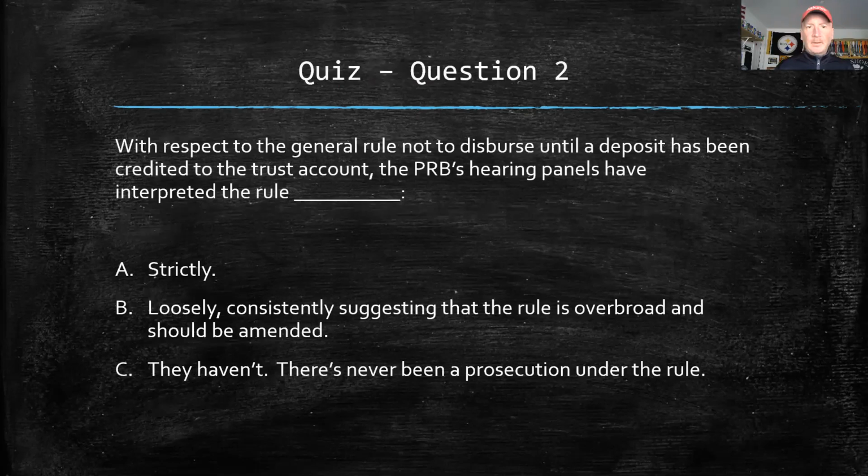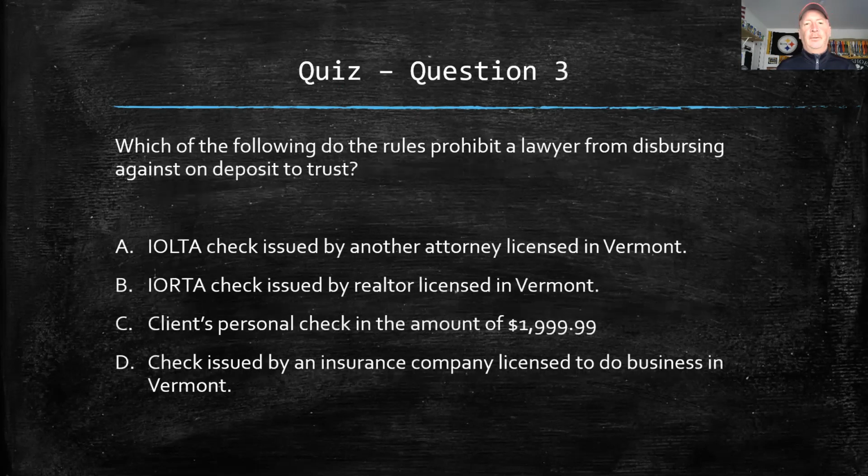Question 2, with respect to the general rule not to disperse until a deposit has been credited to the trust account. Notice I didn't give away the answer to question 1. The PRB's hearing panels have interpreted the rule. Is it A, strictly, B, loosely, consistently suggesting that the rule is overbroad and should be amended, or is it C, they haven't? There's never been a prosecution under the rule. We adopted the rule in 2005. Why would Mike include this question in a CLE? Should be a hint.